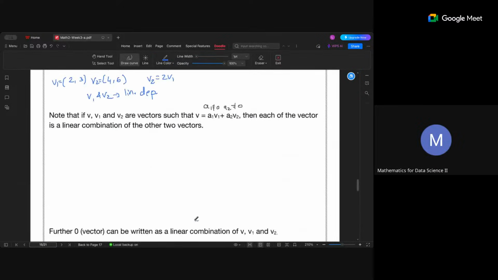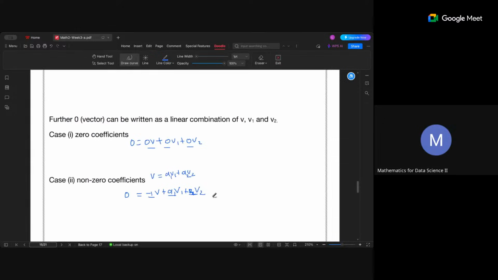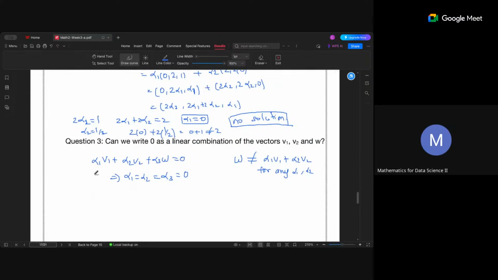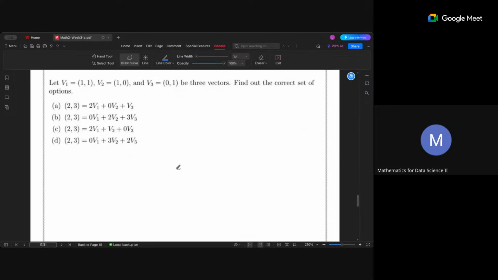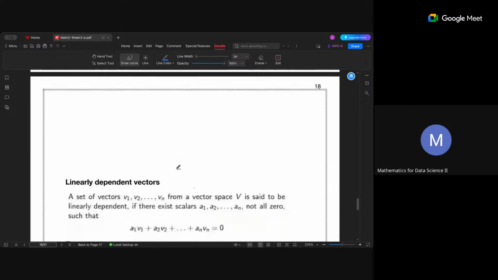So here earlier we had a scenario where we were able to write 0 as a linear combination of v1, v2 with non-zero coefficients. But here we have again three vectors, but we don't have any non-zero coefficients. There is a big difference. Now we will introduce the definition. Here is another example. Maybe we'll come back to this again.